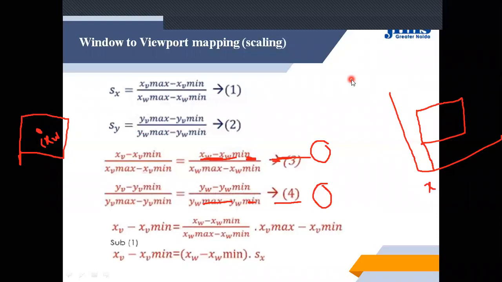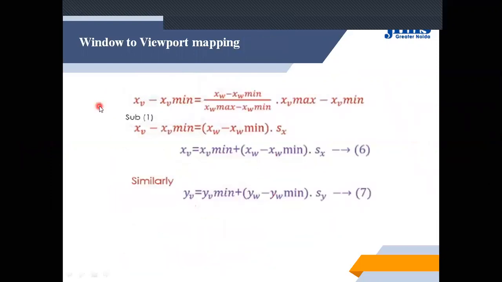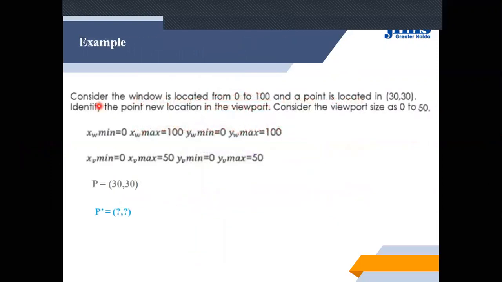So now we will try to solve one question based on this. By seeing the solution of the question, you will feel that it's really very easy. So consider a window.